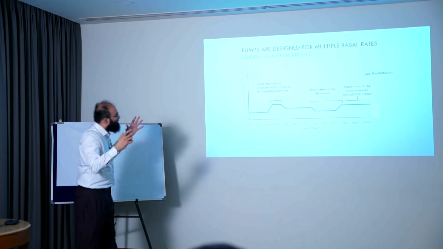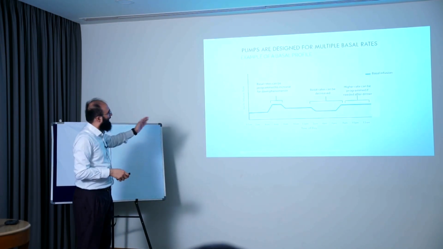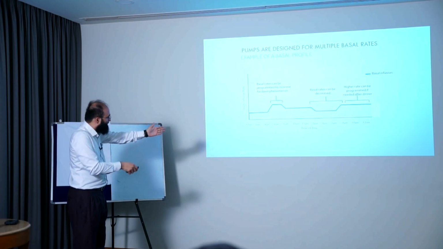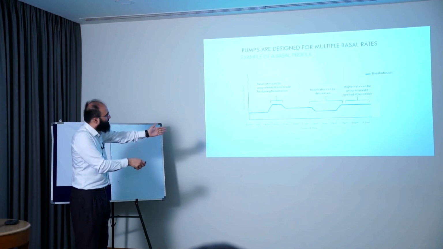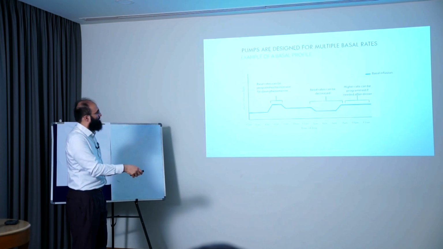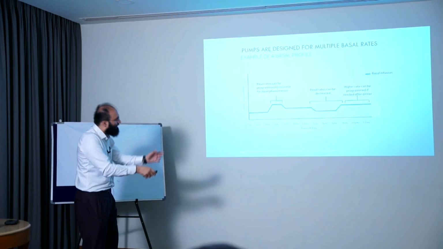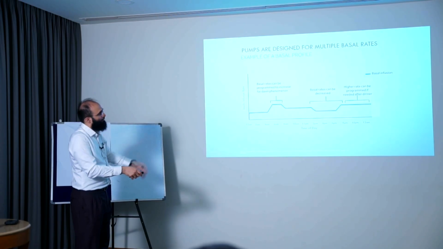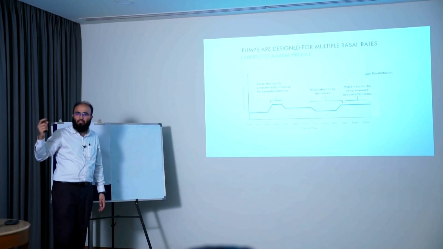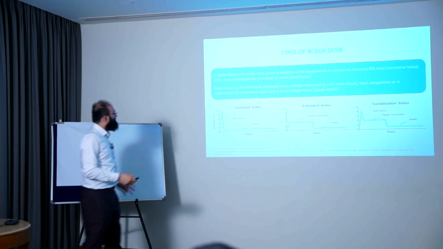Pumps are designed for multiple basal rates. So basal rates can be programmed to increase for dawn phenomenon. So here at this time specifically 4 a.m. to 8 a.m. I want a higher insulin infusion rate, or 6 a.m. to 7 a.m. And basal rates can be decreased also, and higher rate can be programmed if needed after dinner. After dinner I want higher. It can be done. So types of bolus doses.